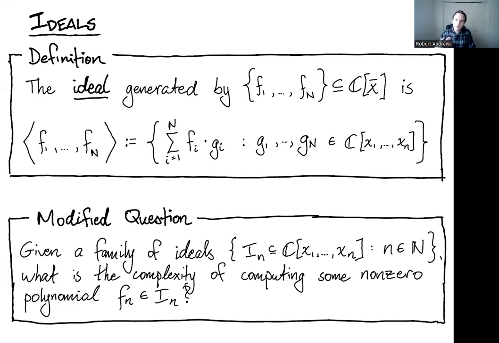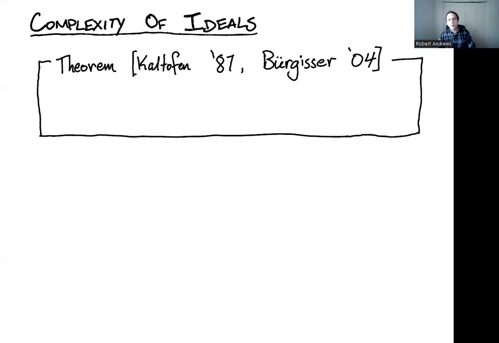So this is a generalization because I've relaxed the specific thing that you have to compute. And we would like to understand this problem. And in general, what we would hope for is a characterization of the complexity of an ideal in terms of its generators. And in some cases, we actually do know that. So what do we know about this problem?